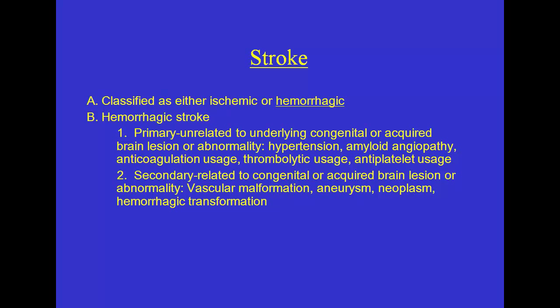Unrelated to an underlying acquired lesion, so basically like an aneurysm or vascular malformation. So etiologies of this could be hypertension, amyloid angiopathy, hemorrhage related to oral anticoagulation usage, related to thrombolytics, related to antiplatelet usage. Secondary hemorrhagic strokes are related to a congenital or acquired brain lesion or abnormality. So basically covering vascular malformations, aneurysms, neoplasms that bleed, or hemorrhagic transformation.